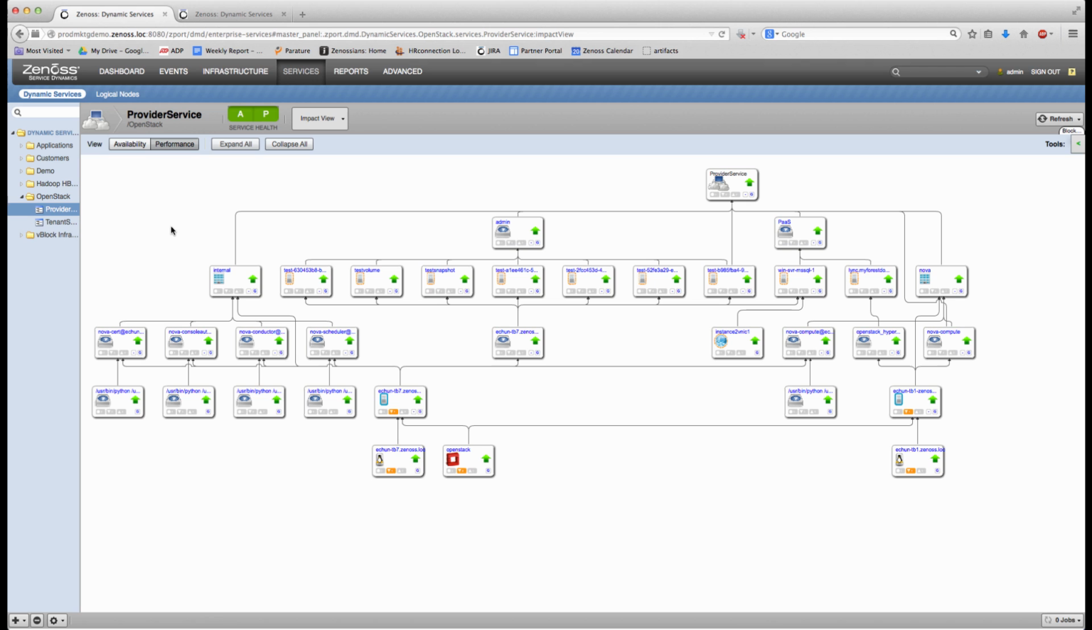Zenoss automatically builds a service dependency tree that includes all of the elements and relationships between devices and device components. This gives you clear insight into the performance and availability status of the services you deliver and their supporting infrastructure. It also means you can proactively manage your services and adhere to the service level agreements.